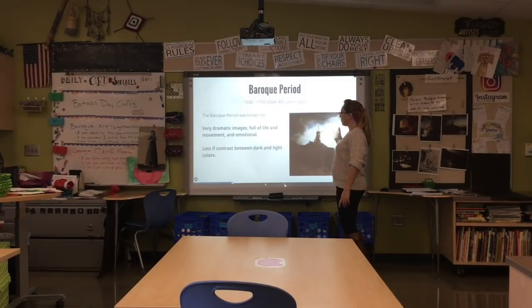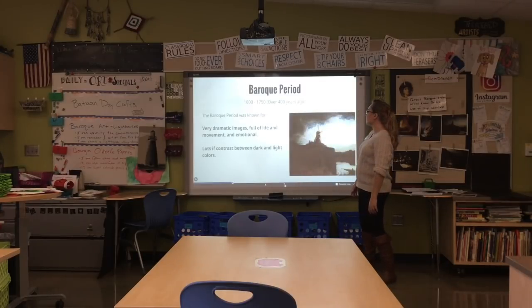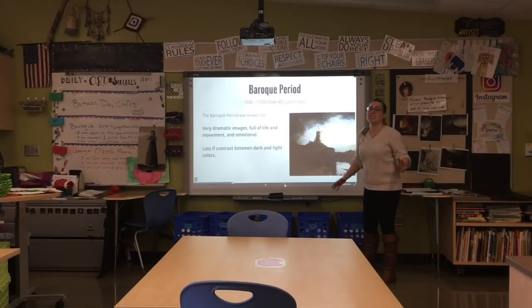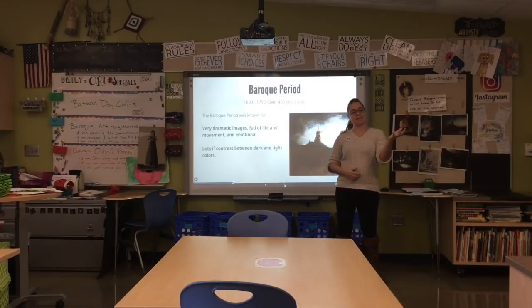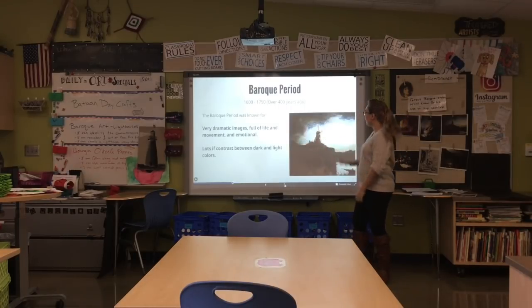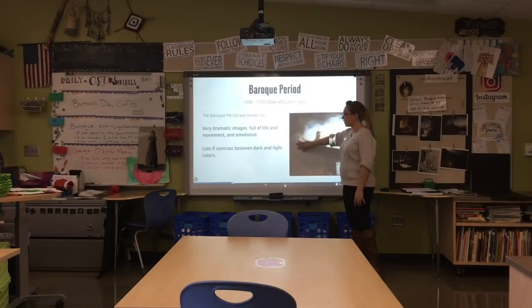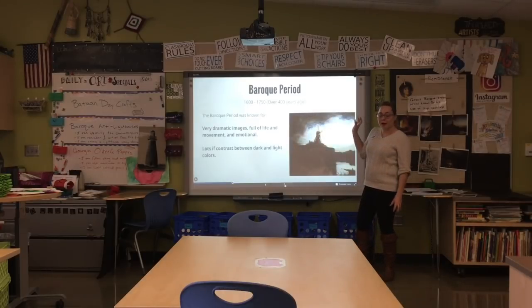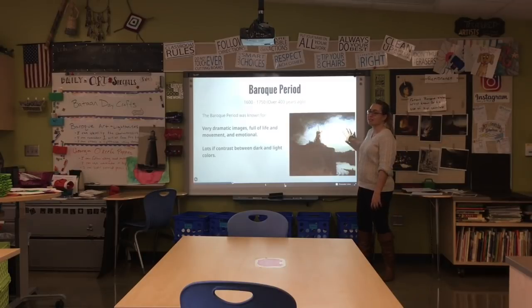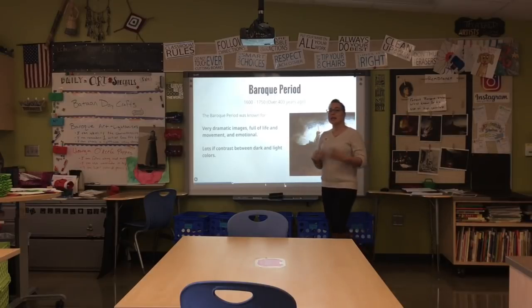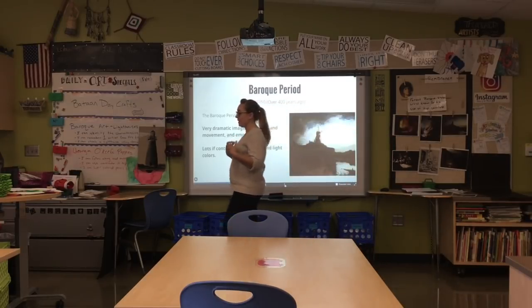This is one of the Baroque paintings that we will be talking about. And you can see that there's high contrast, which is another characteristic of the Baroque period. And contrast is where you have light and dark. So we have some dark areas over here, and right next to it we have some bright areas. That's what contrast is. Dark versus light. So they had lots of contrast in their pieces.